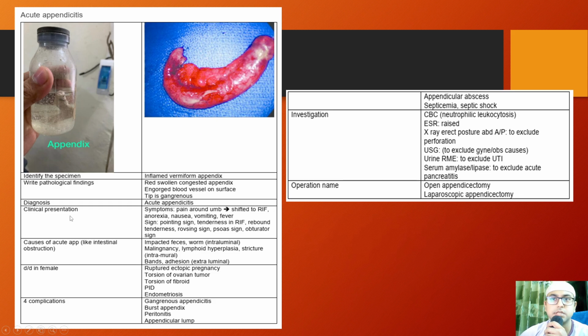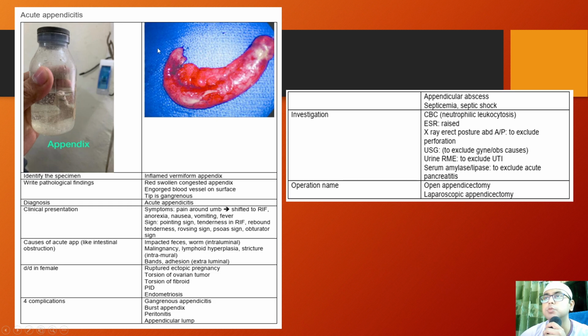This is acute appendicitis, and the clinical presentation should be pain around the umbilicus shifted to the right iliac fossa, anorexia, nausea, vomiting, fever. And what will be the signs? That is pointing sign, tenderness in the right iliac fossa, rebound tenderness, and the Rovsing sign, psoas sign, obturator sign may be present on examination. And what are the causes of acute appendicitis? It is more like intestinal obstruction.